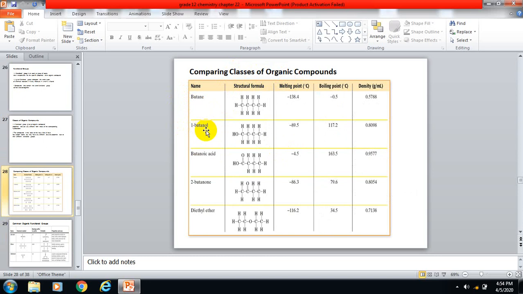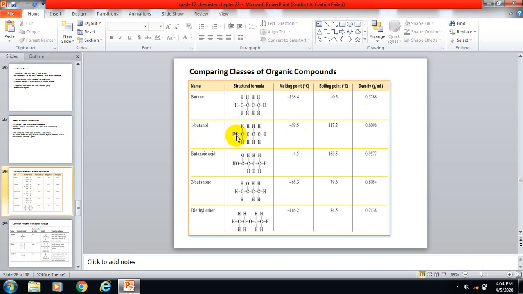Look at butane, 1-butanol, butanoic acid, 2-butanone, diethyl ether. Understand? Diethyl ether. The structural formula for butane is 1, 2, 3, 4, butane. Melting point is minus 138.4 Celsius. Boiling point is minus 0.5. Density is 0.5788. Okay, 1-butanol. Because of this OH group, 1, 2, 3, 4, it becomes butanol.